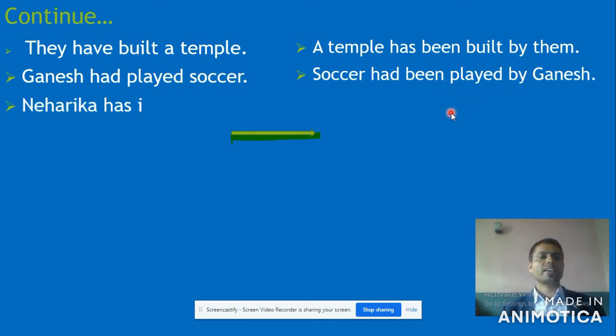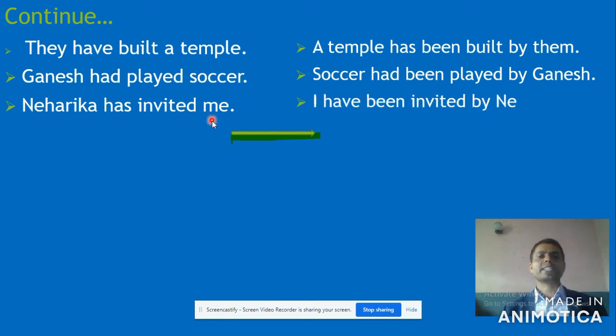Next one, Neharika has invited me. This is has plus past participle form, right? So you have to change it in this way. Me is the object, so me becomes I here. I have. We don't use has because our new subject is I, so I have been. The sentence is in the perfect tense, so: I have been invited by Neharika, right?